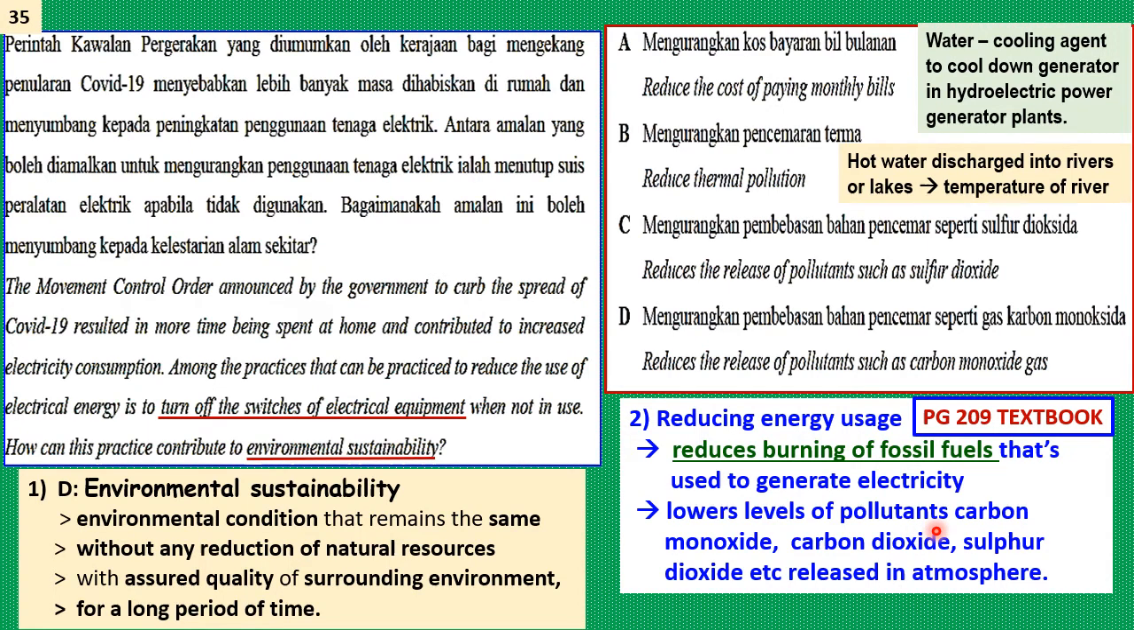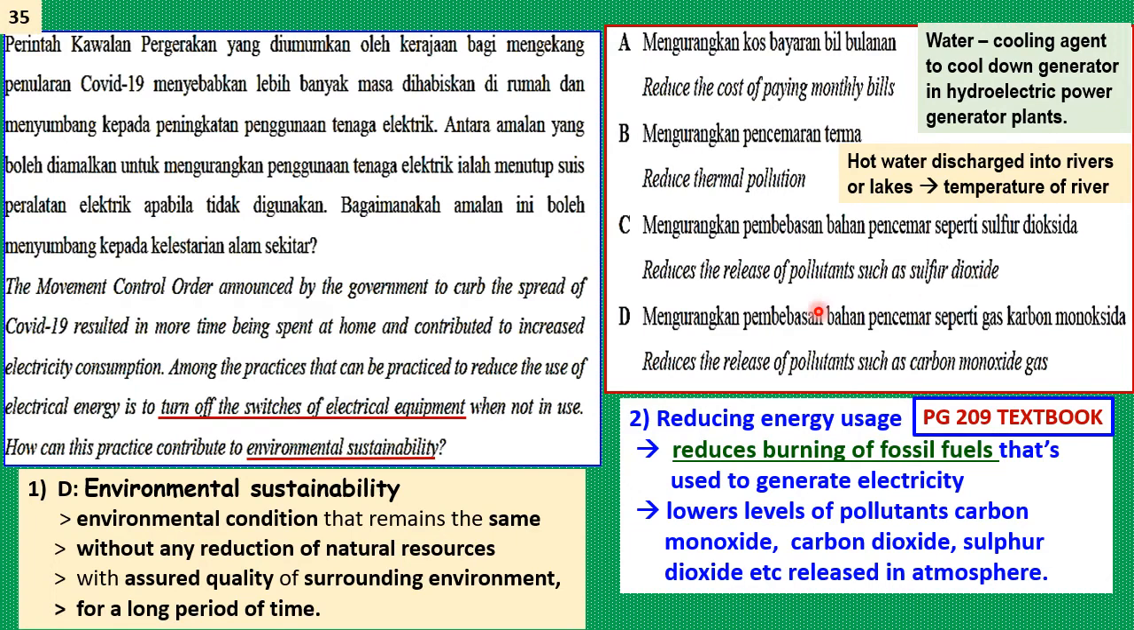So what are the pollutants released through the burning of fossil fuels, such as coal? Pollutants are carbon monoxide, carbon dioxide, and sulfur dioxide, which are released into the atmosphere and cause air pollution. So it reduces the release of pollutants such as sulfur dioxide.